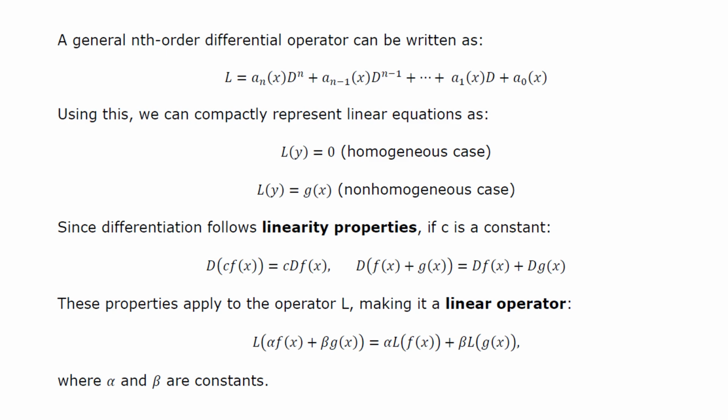These properties then also apply to the operator L, making it a linear operator. If we're now multiplying f of x and g of x by constants, we would take the constant alpha times the linear operator times f of x plus the constant beta times the linear operator times g. All of the properties of linearity that we already know and use can be applied as long as c is a constant.